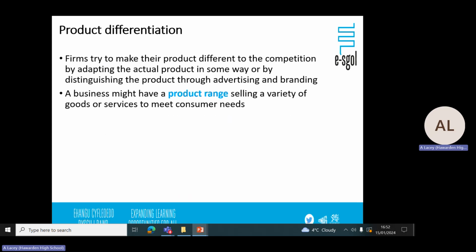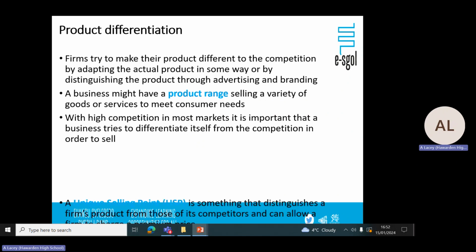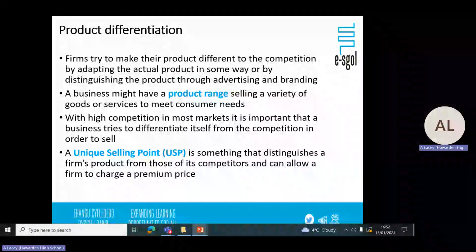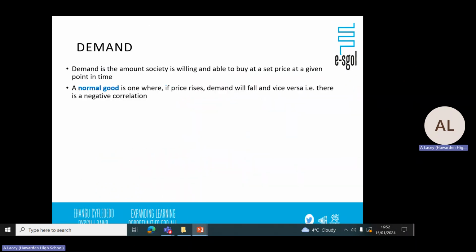Now, a business might have a product range selling a variety of goods and services to meet customers' needs. And with high competition in most markets, it's important that a business tries to differentiate itself from its competition in order to sell. Now, a USP is a unique selling point, something that distinguishes a firm's product from those of its competitors, and this can allow a firm to charge a higher price.